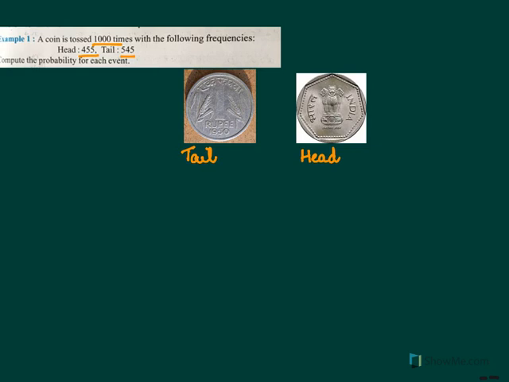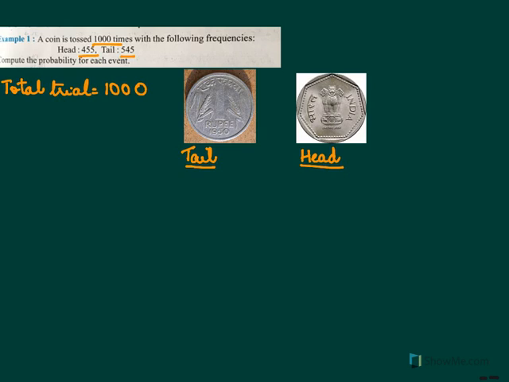Now when we see the coin, here's a picture of a coin. It has got two sides. One is the head side here. This is called the head. And the other side is the tail side. Now this coin is tossed 1000 times. So the total trials in this case, total trials equal to 1000. It has been tossed 1000 times.